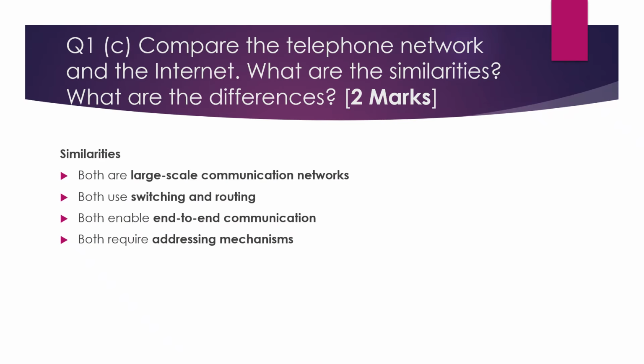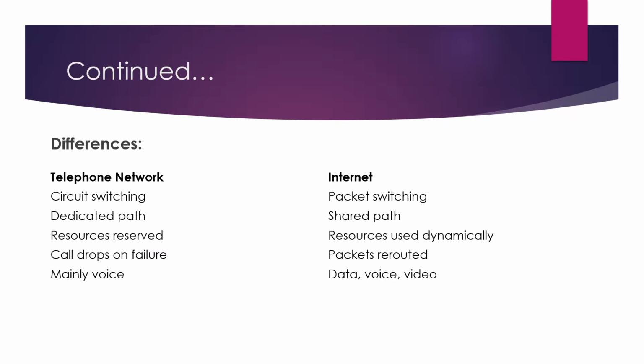Remember this: whenever you know the concept, then only you can answer the question in the exam easily. Next, differences. There is a similarity of switching, but there are different types of switching. In the telephone network, it is circuit switching, that means one stable connection. We have already discussed it. Here, in the internet, it is packet switching, so many users can use one shared resource. The telephone network has a dedicated path, but the internet has a shared path. Here resources are reserved, but here resources are used dynamically.